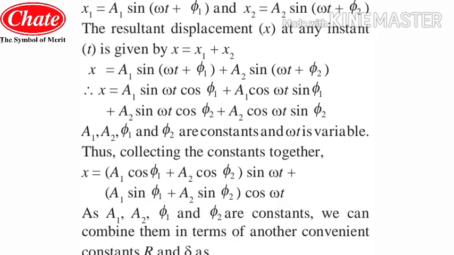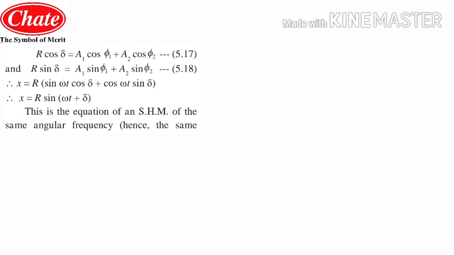Now as a1, a2 and phi 1, phi 2 are constants, we can combine them in terms of other convenient constants, r and delta. If we put the values in terms of r and delta, then r cos of delta will be equal to a1 cos of phi 1 plus a2 cos of phi 2. This is the first equation. After that, in terms of sine, r sin of delta will be a1 sin of phi 1 plus a2 sin of phi 2. This is the second equation that has formed.